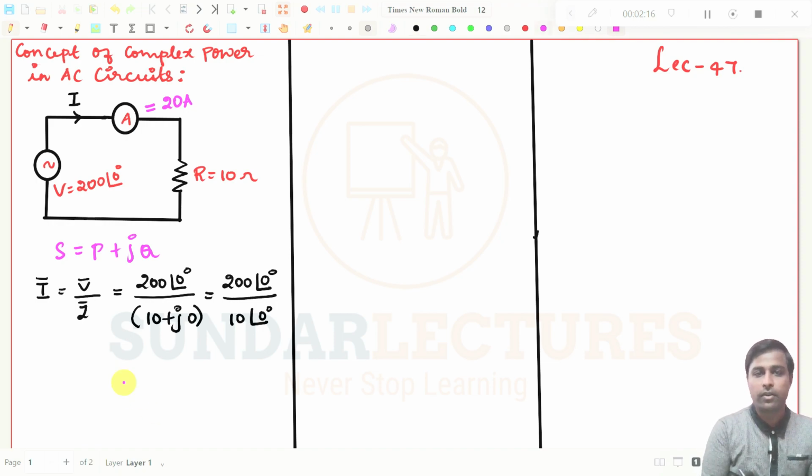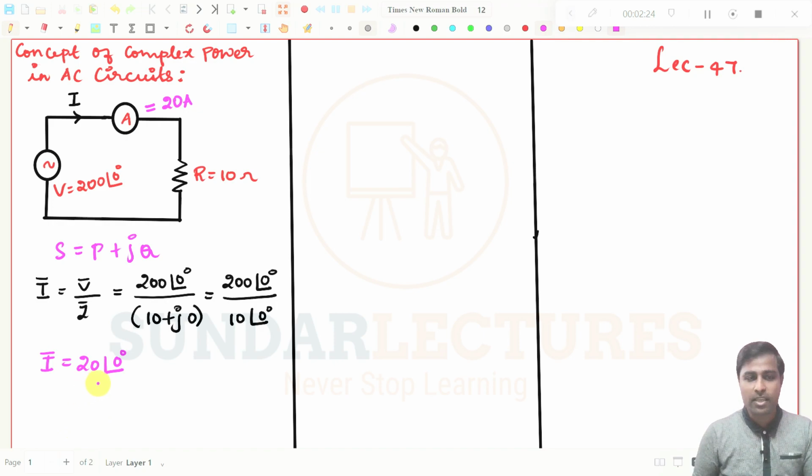If you simplify this, you will get I equal to 20 at an angle of 0 degrees. This is the absolute value, and this absolute value will be displayed in the ammeter. Wherever you go, in ammeters only the absolute value is displayed. So this is the final expression for the current I.